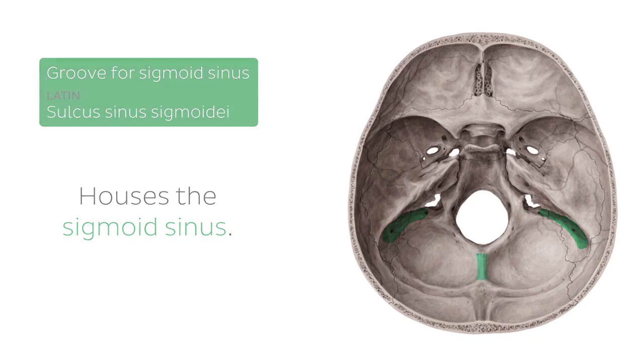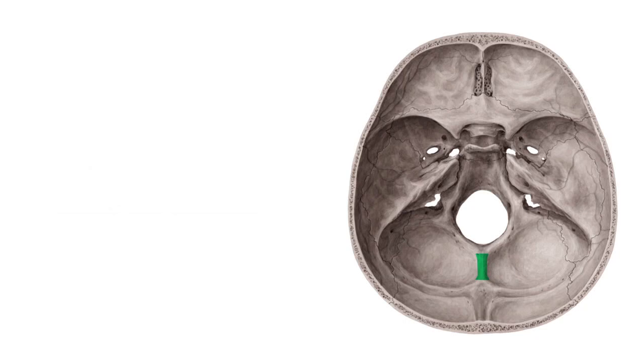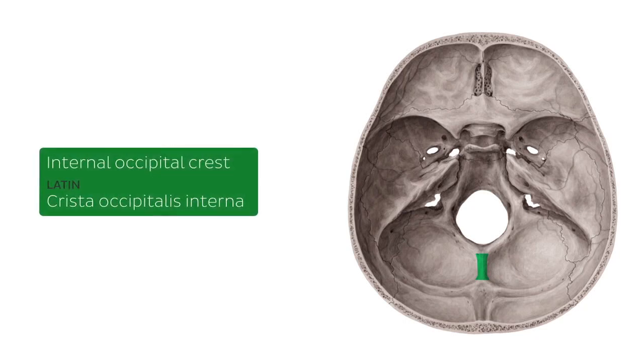Next structure we're going to be highlighting here is known as the internal occipital crest, which is located on the internal surface of the occipital bone and provides attachment to the falx cerebelli. It runs from the internal occipital protuberance to then the foramen magnum.